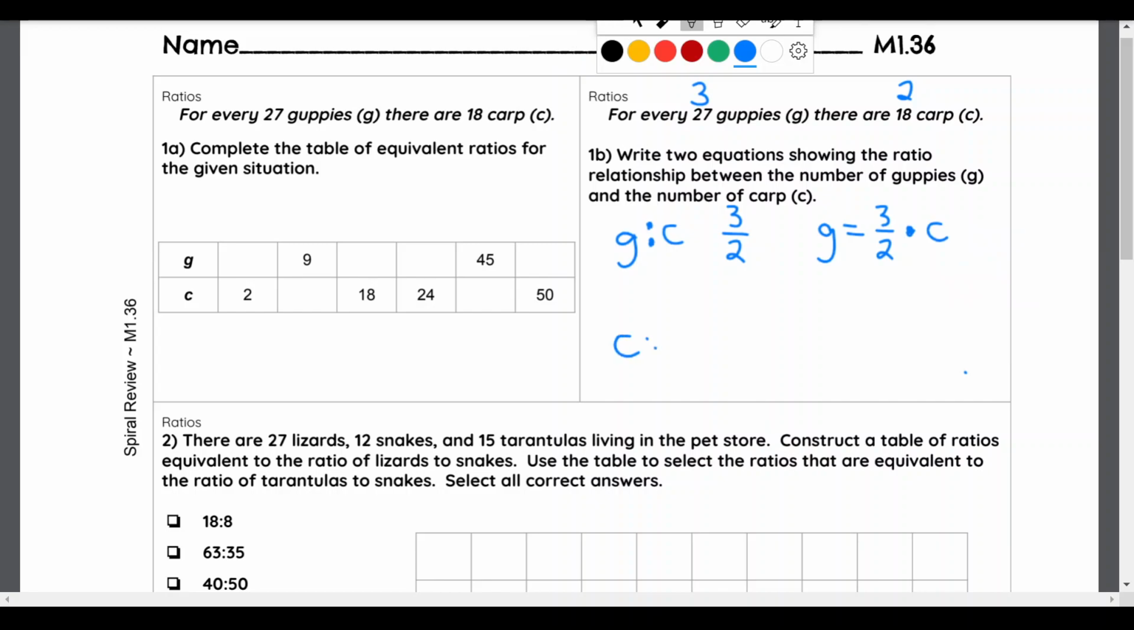Carp to guppies. Kind of fighting me there this morning.